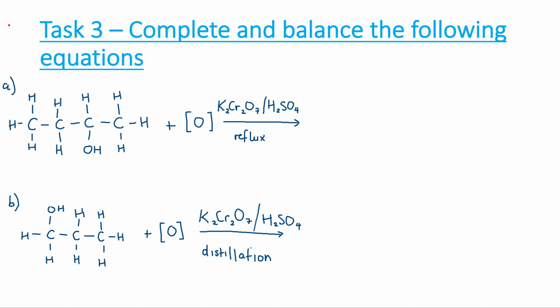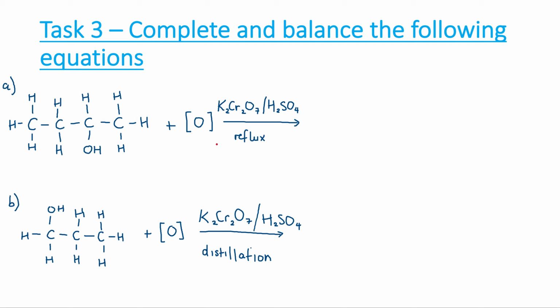Okay, so I'm just going to go through a couple of these questions. The first one is to complete and balance the following equations. Over here we have butan-2-ol. The first thing we need to identify is that this is a secondary alcohol. If we classify what type of alcohol we've got, we then know what type of reaction it will undergo. So this is a secondary alcohol.